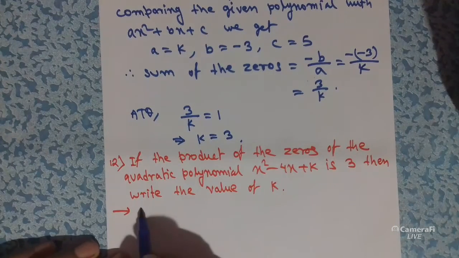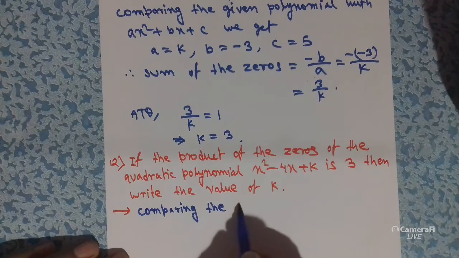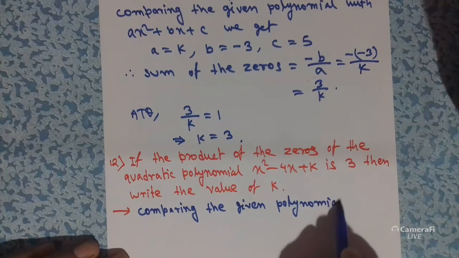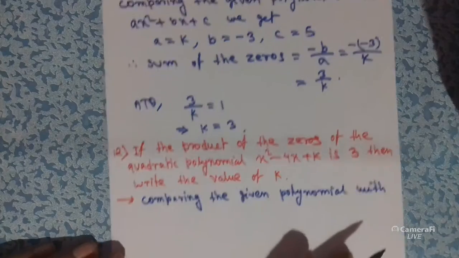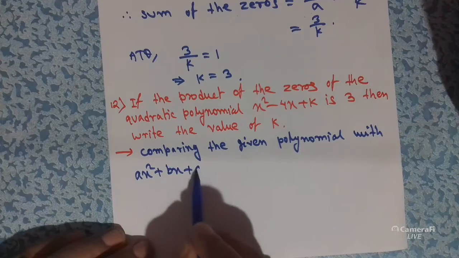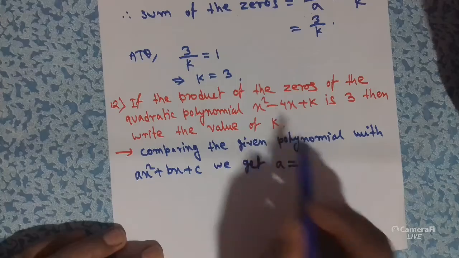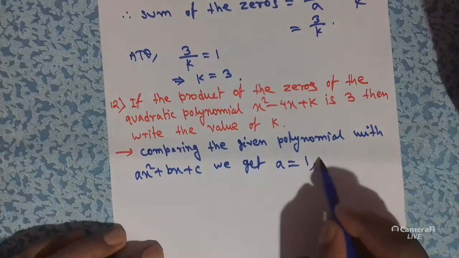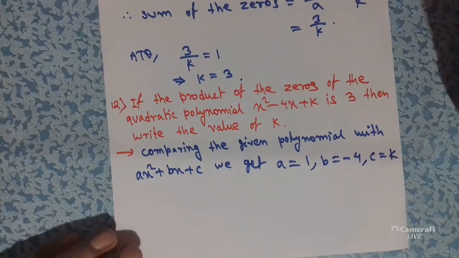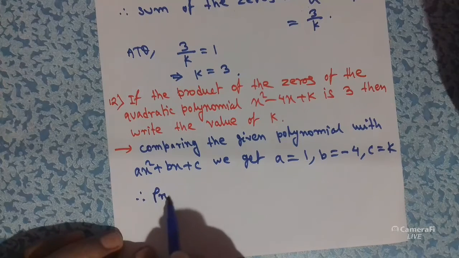So if we compare the given polynomial with ax square plus bx plus c, we get a is equals to 1, b is equals to minus 4 and c is equals to k. Understood?